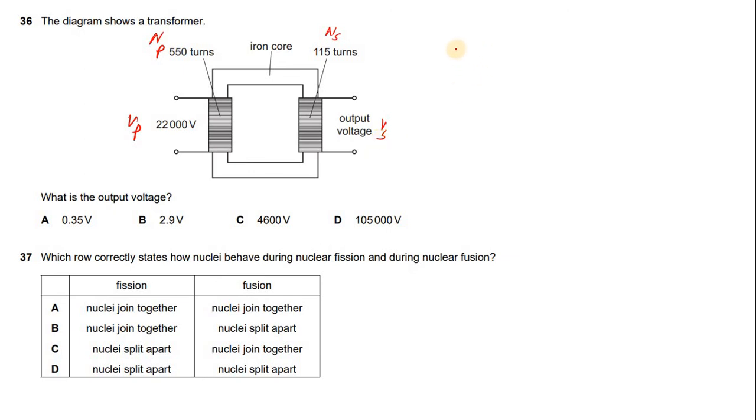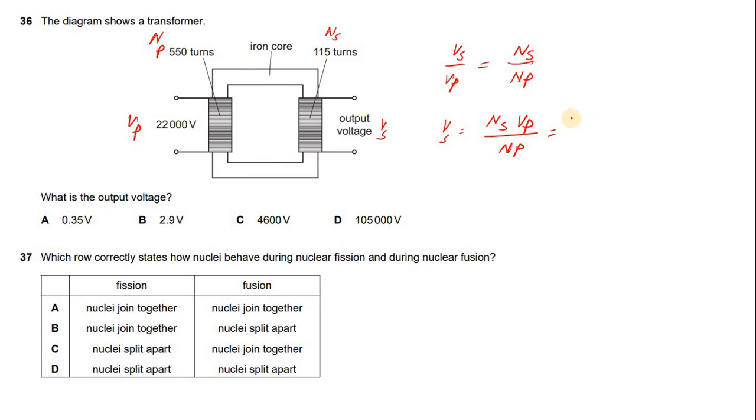So the equation is VS upon VP. The ratio between the voltages is the same as the ratio between the number of turns, NS upon NP. You can flip the whole formula, it's your choice. But because we need to find VS, that's why I wrote VS upon VP. Make VS the subject. So VS is equal to NS times VP divided by NP.